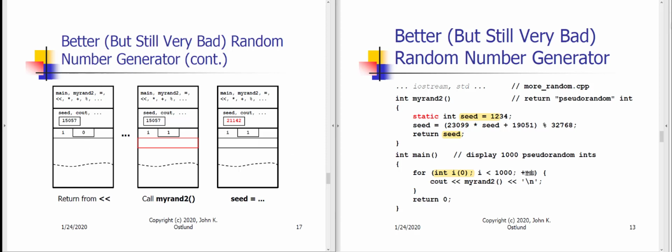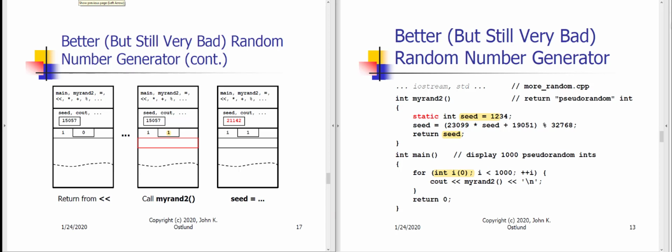Then, in the change part of the for loop, i is incremented to 1. So i has now been increased to 1. Since 1 is still less than 1,000, we're going to call myRan2 again. And this time, the seed that we start with is 15,057, the value that we got back the previous time. And we're going to compute from that a new seed of 21,142. That value is then returned to main and displayed, and this process repeats.